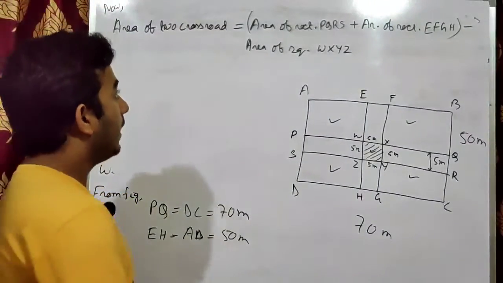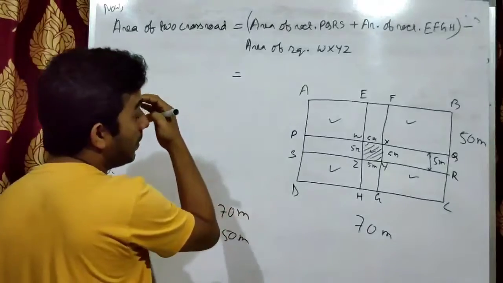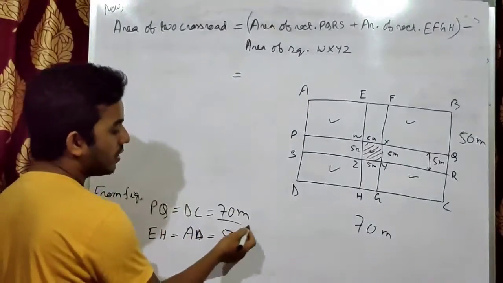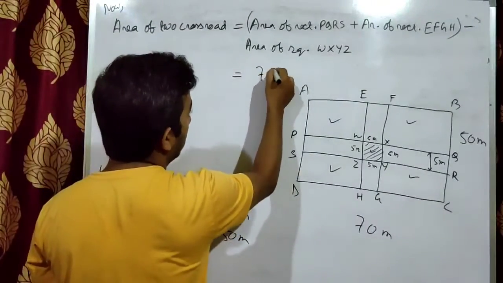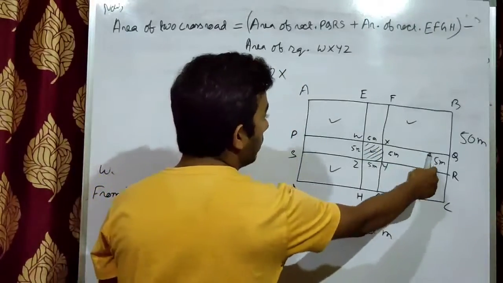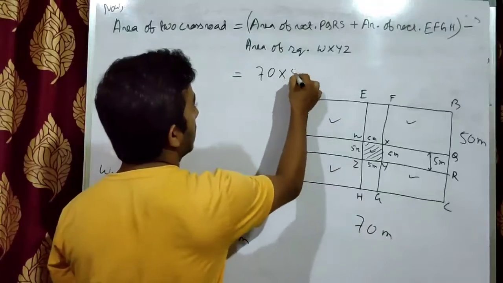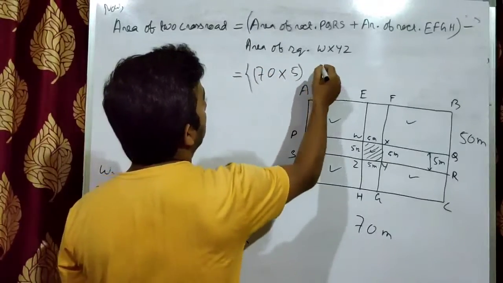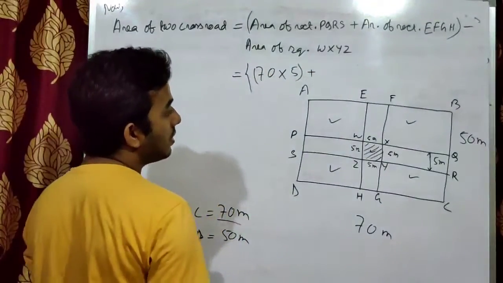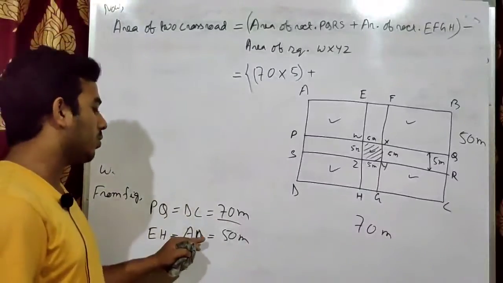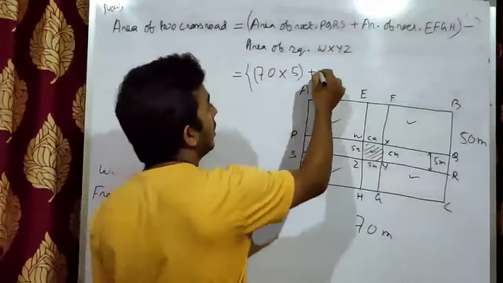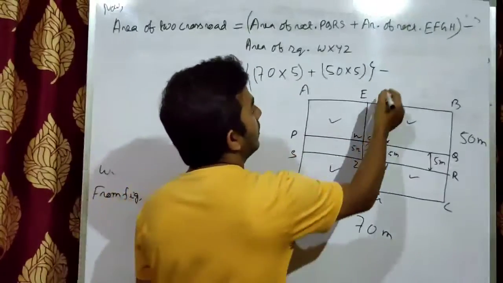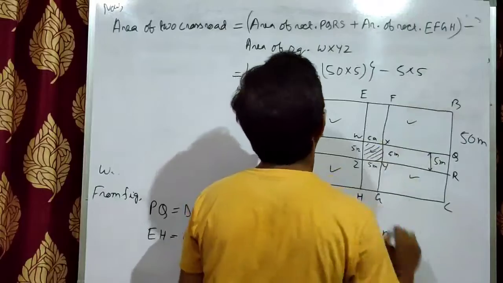Now the area of rectangle is what? Length into breadth. So PQRS, its length is 70. Length is what? PQ, and we have written PQ as 70 meter, right? So it will be 70 into breadth. Breadth is the width of the road, 5 meter. 70 into 5, then plus area of rectangle EFGH. Its length is how much? Look here, EH equal AD equals 50 meter. So it will be 50 into 5. Then minus area of square, which is 5 into 5. That is side square, right?